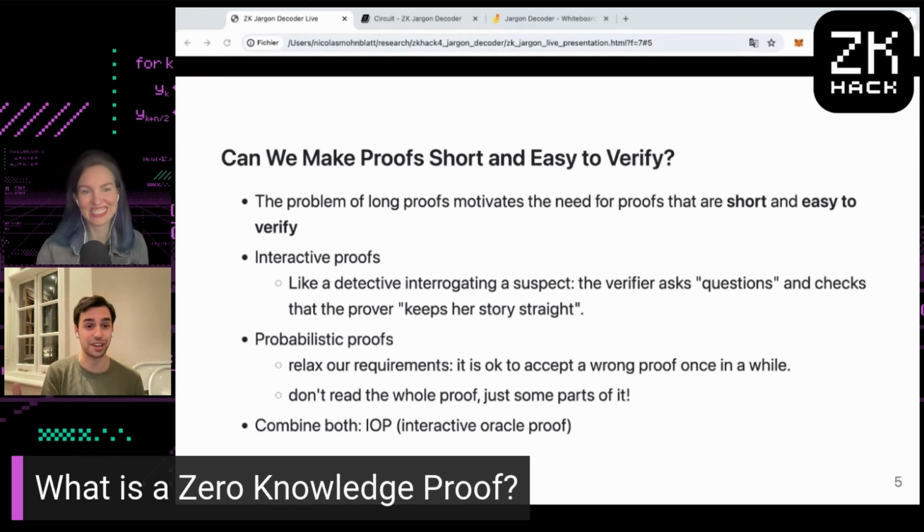There we go. What is a zero knowledge proof? It's a proof where the prover's messages don't leak information about the stuff the prover knows. Very vague, but yeah.